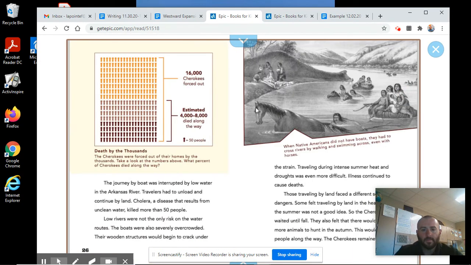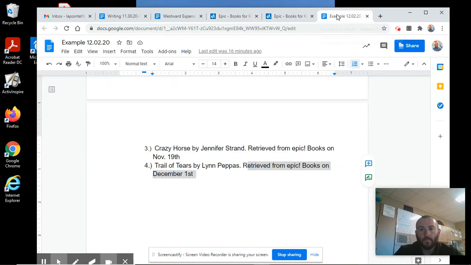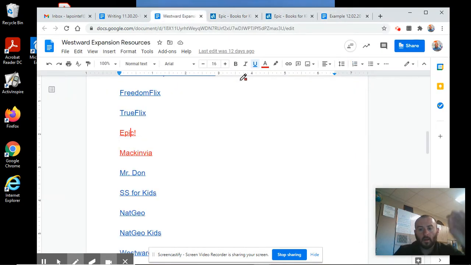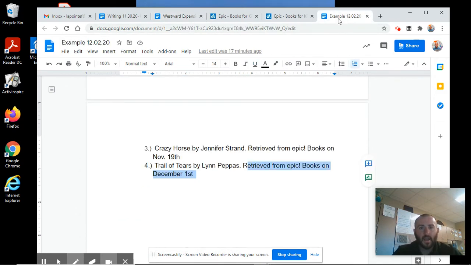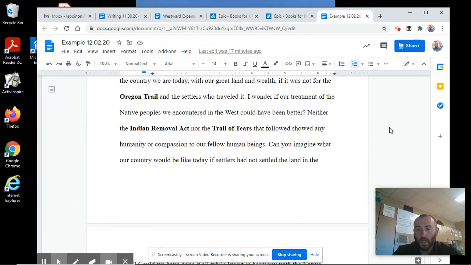So it has a lot of numbers, but this graphic showed me that 16,000 Cherokees were forced to move, and up to 8,000, or half of them, died along the way. And that's an excellent text feature they have there with that chart. So anyway, that is what's going to be my unique fact: that 16,000 Cherokees were forced to move and 8,000 of them died, because that is a pretty shocking fact.